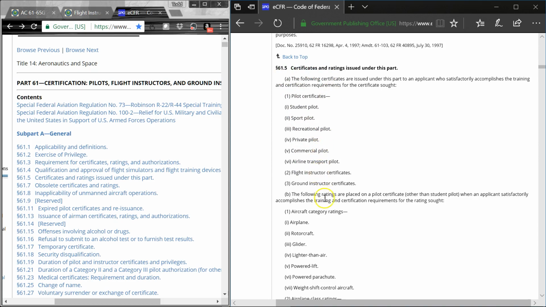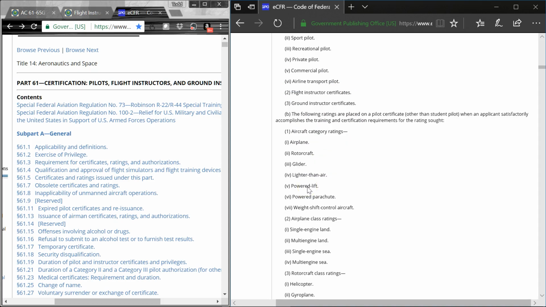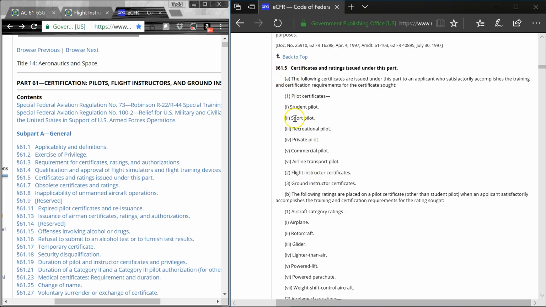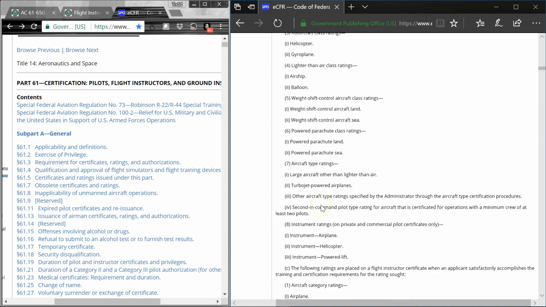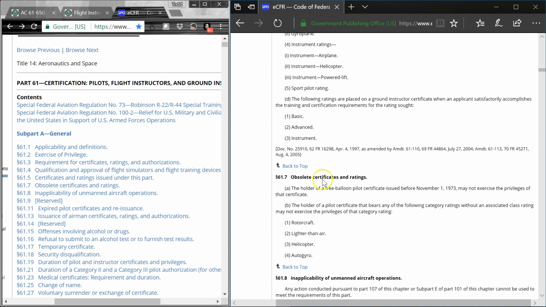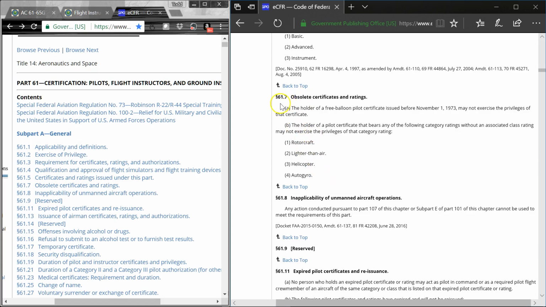61.5 is a recap of what they do under Part 61, saying that under Part 61 you can get all this stuff. And that's it. So don't try to take this for too much granted. It's just very short. We can keep going fast if you just listen to me and memorize what I tell you to memorize. 61.7, obsolete certificates and ratings.